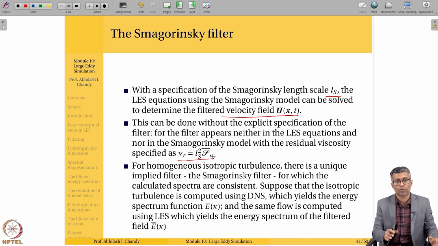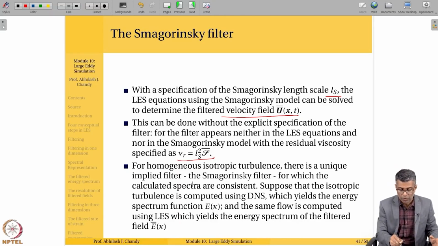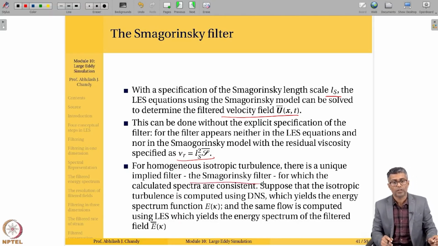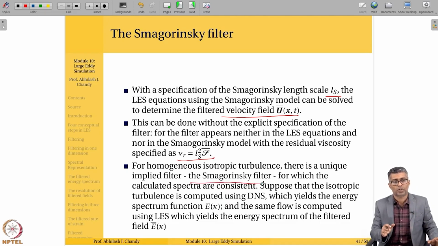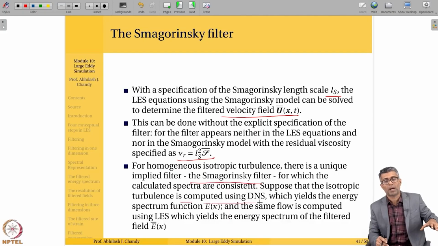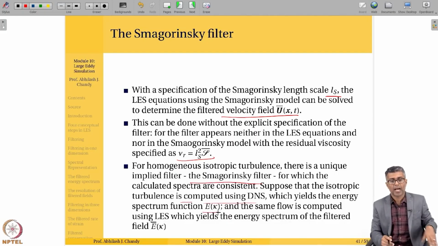So for homogeneous isotropic turbulence, there is a unique implied filter, which is the Smagorinsky filter, for which the calculated spectra are consistent. Suppose that for isotropic turbulence computed using DNS, you get an energy spectrum given by E of kappa, and say the same flow is computed using LES, and it yields a filtered energy spectrum E bar of kappa.